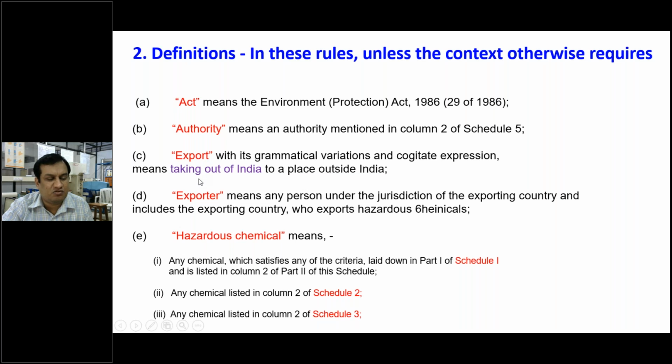So the material which is taken out of India is the export, and the person who is involved in this export activity is called the exporter. Then hazardous chemicals means any chemical which is laid down in part 1 of schedule 1 or column 2 of part 2 of schedule 1, then column 2 of schedule 2 and column 2 of schedule 3. Generally or simply, whatever the list given in schedule 1, schedule 2 and schedule 3 are the chemicals which are called hazardous chemicals for this MSIHC rule 1989.